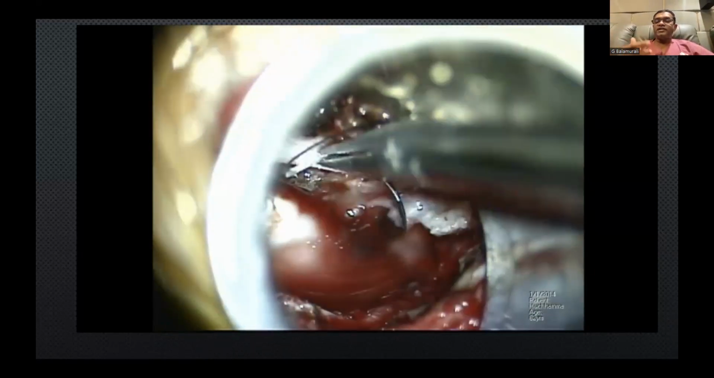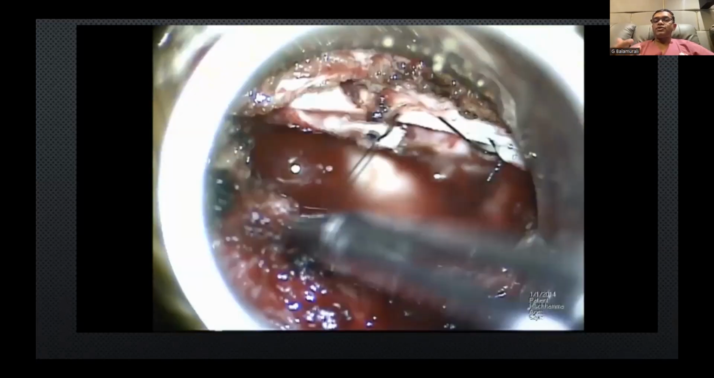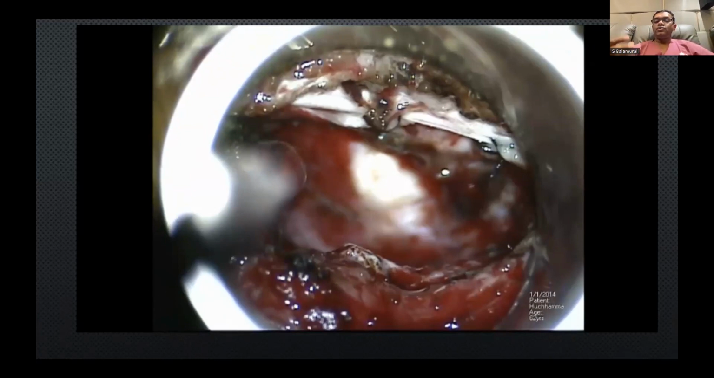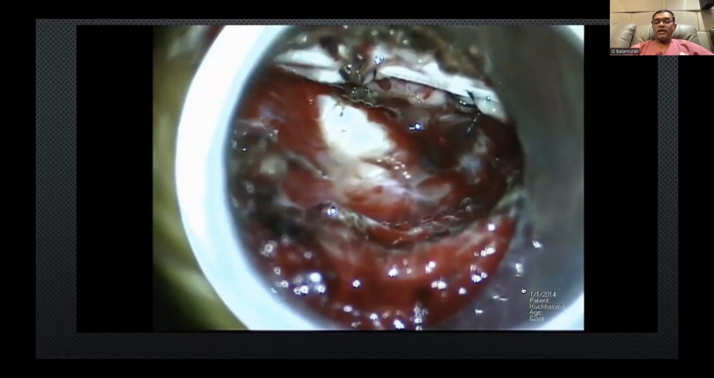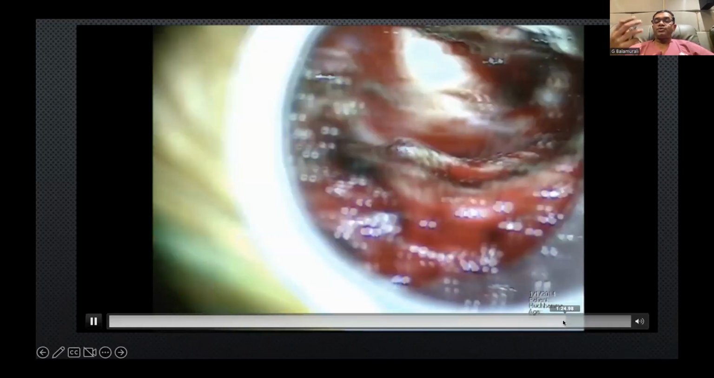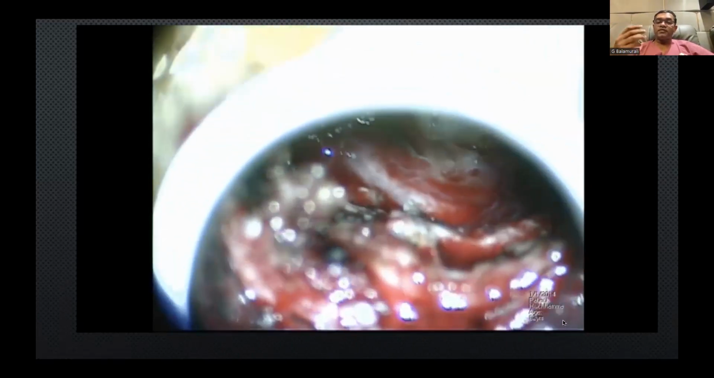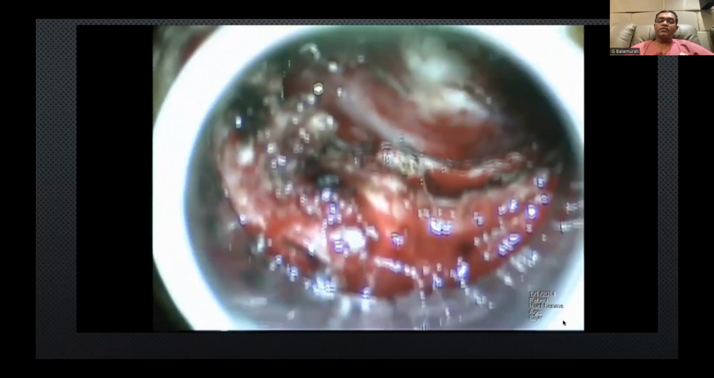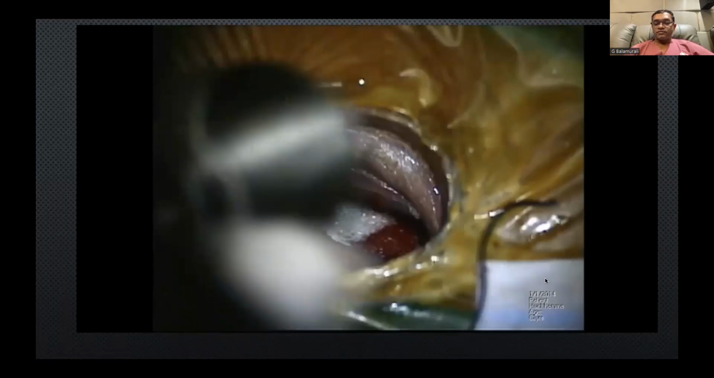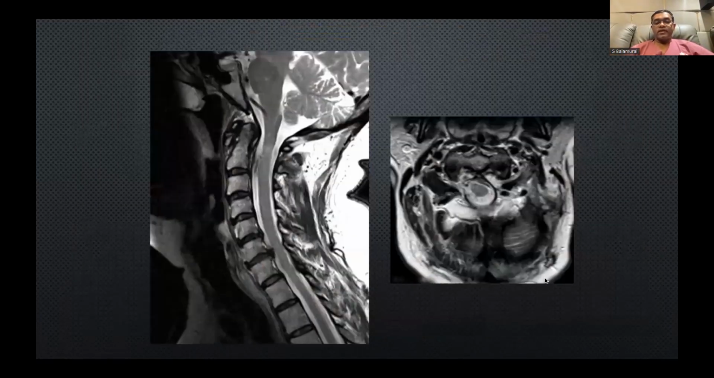So after that, here it's very difficult to close the dura because the dura has been completely eroded by the tumor. So I'm just getting a loose closure of the dura. And at the end of the procedure, the entire tumor is out, which is both the intradural component, the foraminal component, and the extraforaminal component. And all of this can be achieved by just opening through a small 24 millimeter port. And this is the post-operative MRI features.